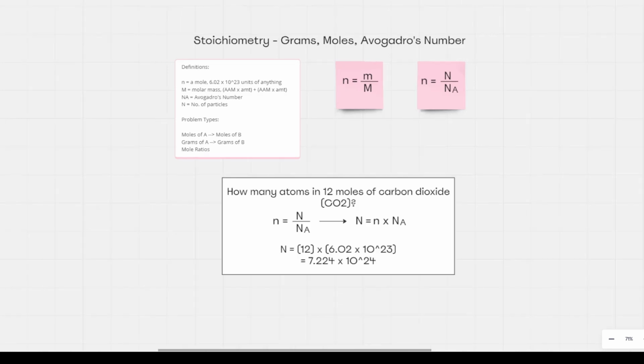So again, the formula has been rearranged, so we have to find the number of particles by multiplying Avogadro's number by the moles given. So that's 12 times 6.02 times 10 to the 23rd power. Multiply that all together, and we find that in 12 moles of carbon dioxide, there are 7.224 times 10 to the 24th power atoms.